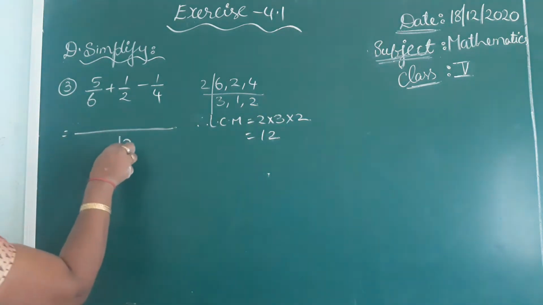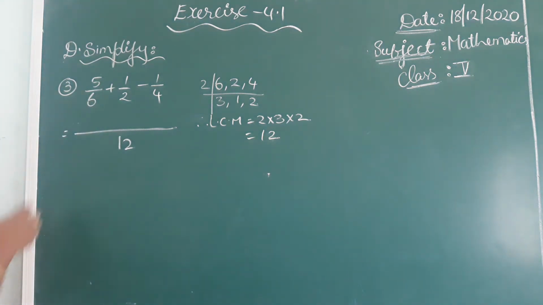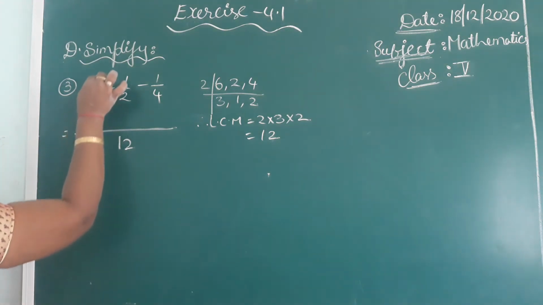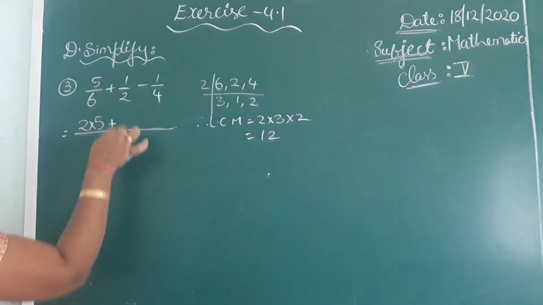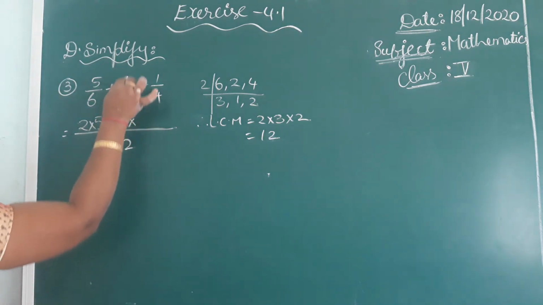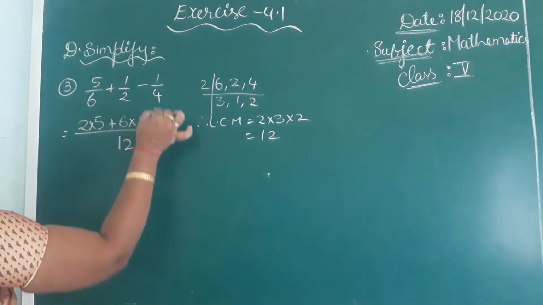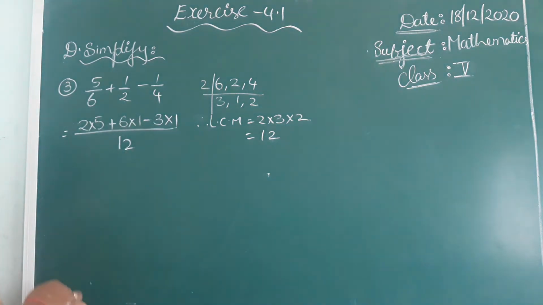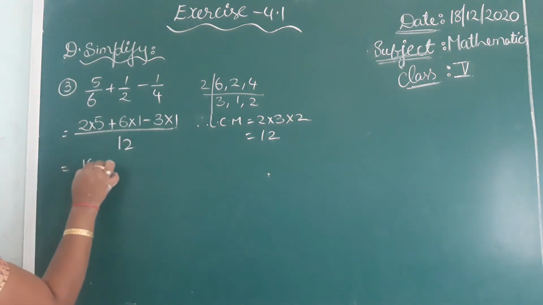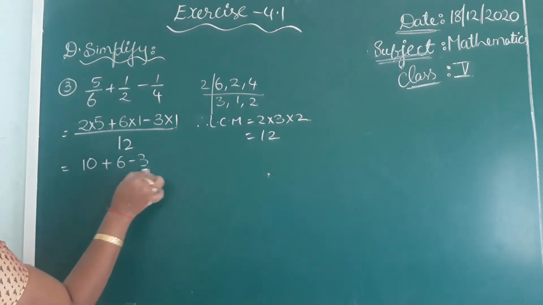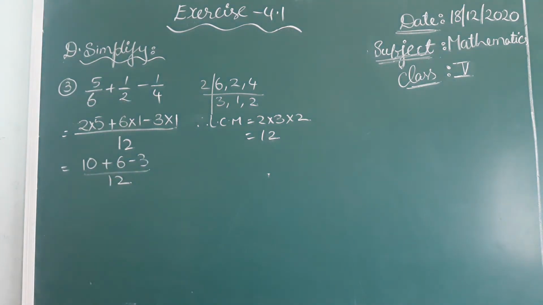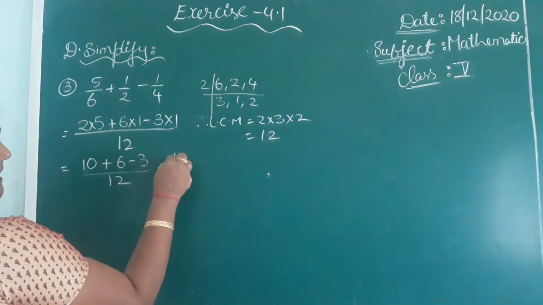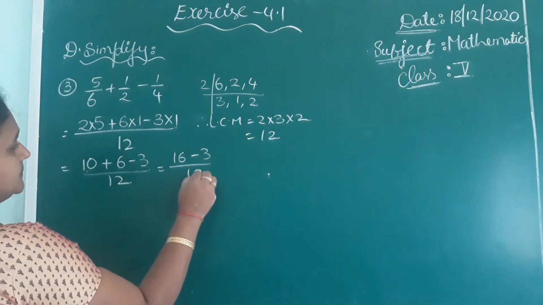Here 12 divided by 6 is 2 times, 2 into that numerator 5, plus 12 divided by 2 is 6 times, and that numerator 1, minus 12 divided by 4 is 3 times, and that numerator 1. 2 fives are 10 plus 6 minus 3 by 12. What is 10 plus 6? 16 minus 3 by 12.